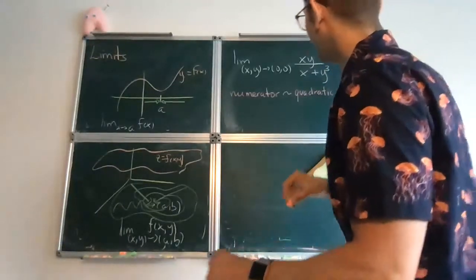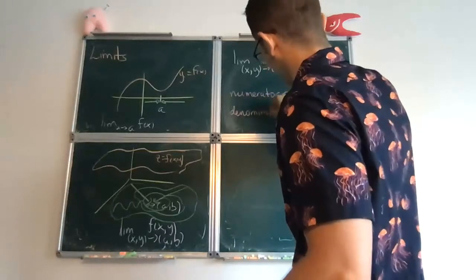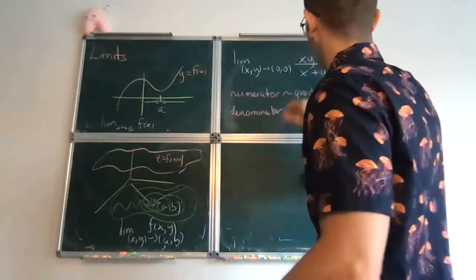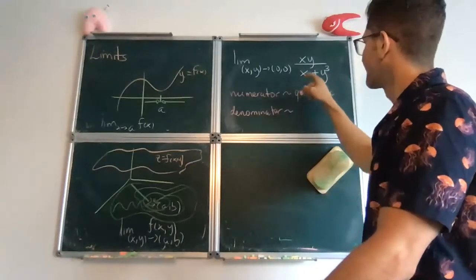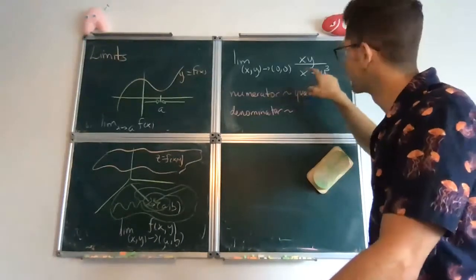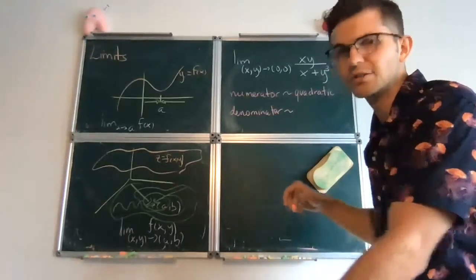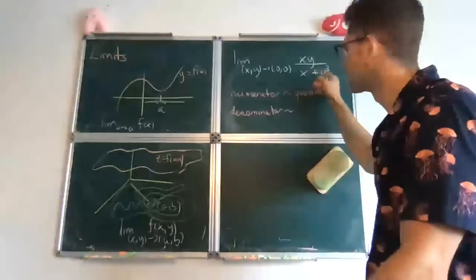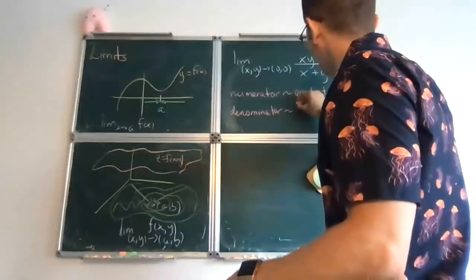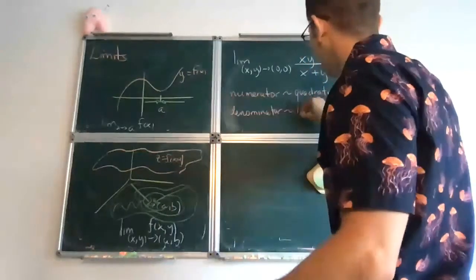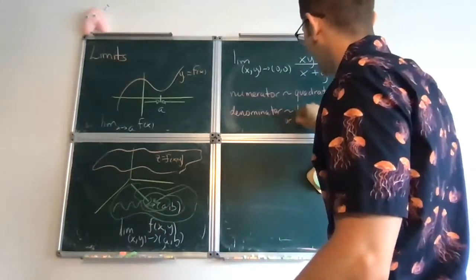On the other hand, the denominator: this term is sort of linear, and this term is cubic. So there could be trajectories that you choose where one of these two is more dominant than the other. So it behaves, morally, either linearly or in a cubic way.